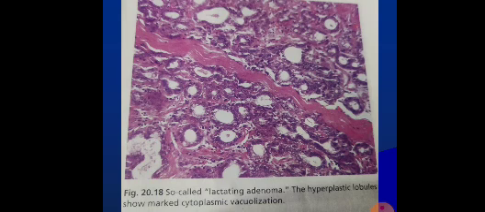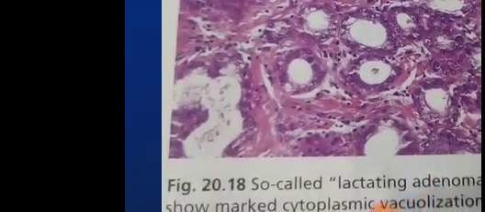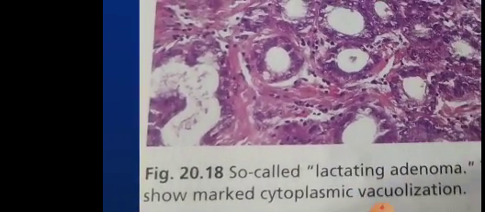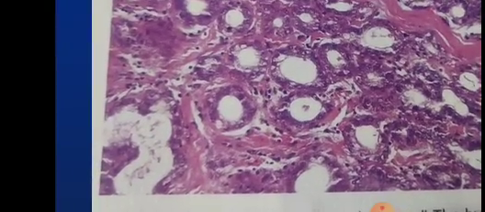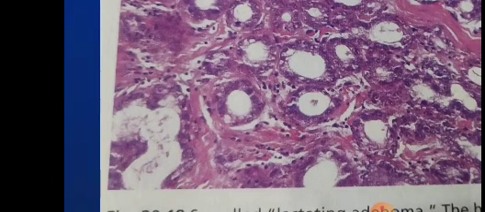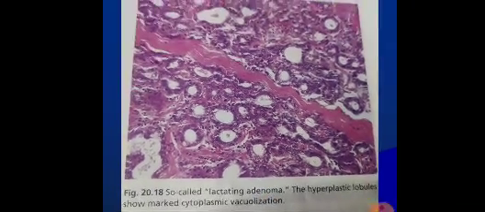There is very little fibrous stroma, and there are multiple dilated ducts. A few of the ducts you can see on the left. You can see here this duct, on the corner, is a large, dilated duct with secretion, mainly milk secretions. The hyperplastic lobules show marked cytoplasmic vacuolation. So these cells are showing vacuolation in the lining of the cells. You can see the cytoplasmic vacuolation and benign nuclei in the glands and ducts. Clear? This is a case of lactating adenoma.